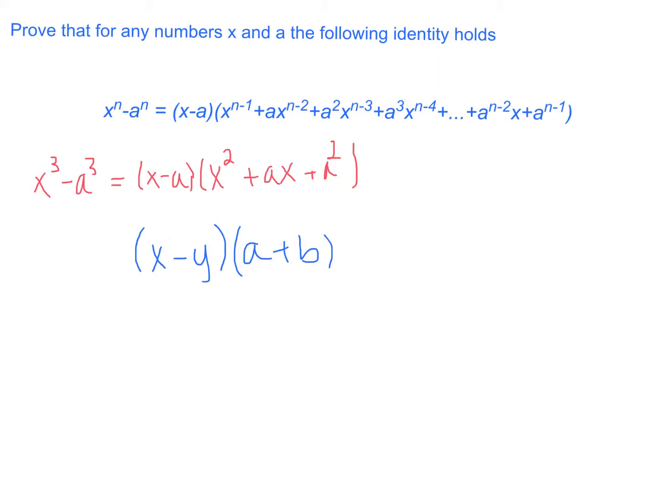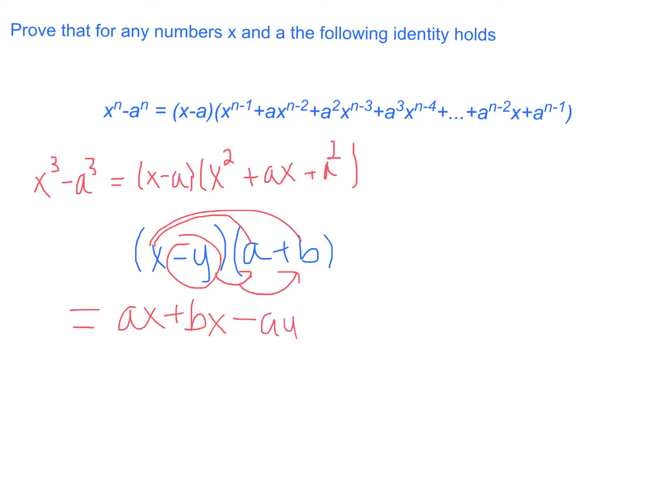Okay, so to simplify this, I'd have ax plus bx, right? I multiplied x times a and x times b. And then multiply the second term, this negative y, times a, and then times b. So I'll have negative ay minus, I'm sorry, that's the wrong, not ab, by.